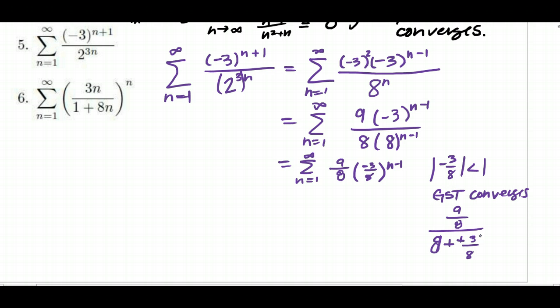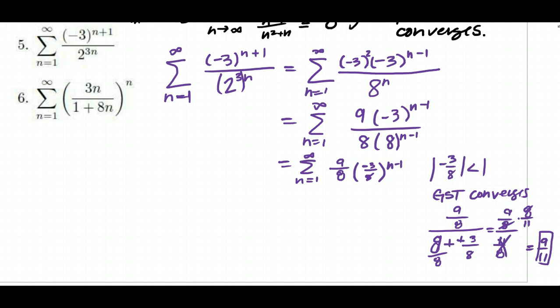1 is 8 over 8. So this is 9 over 8 over 8 over 8 plus 3 over 8, so this is 11 over 8. If I multiply by the reciprocal, this is 8 over 11. So the 8's cancel. My final answer is 9 over 11. So not only do I know that this series converges, I know what it converges to because it was geometric.